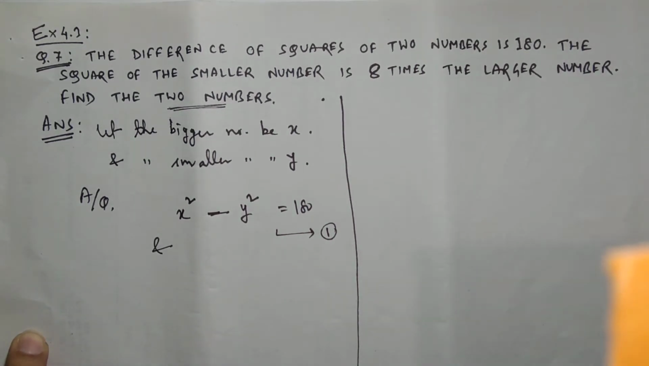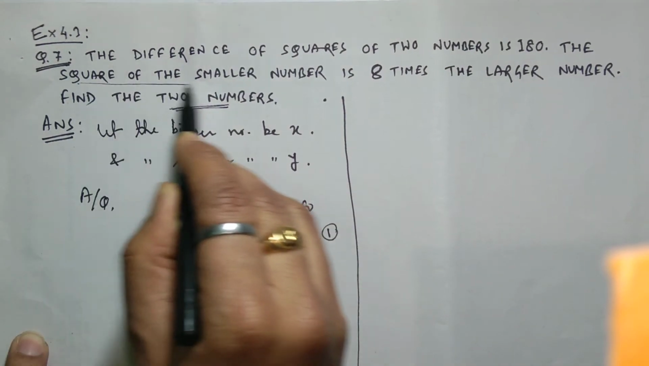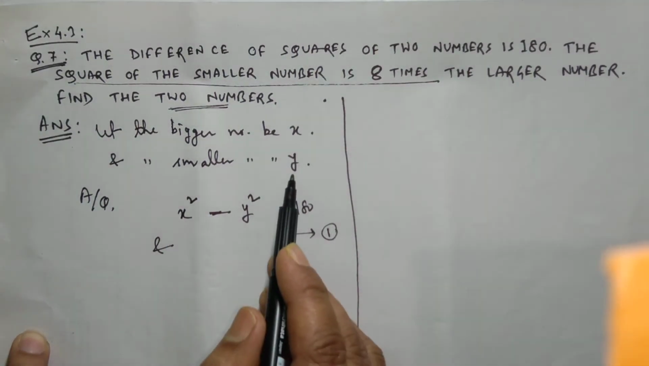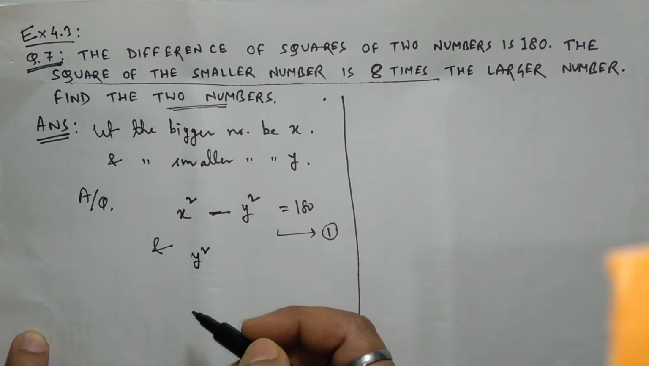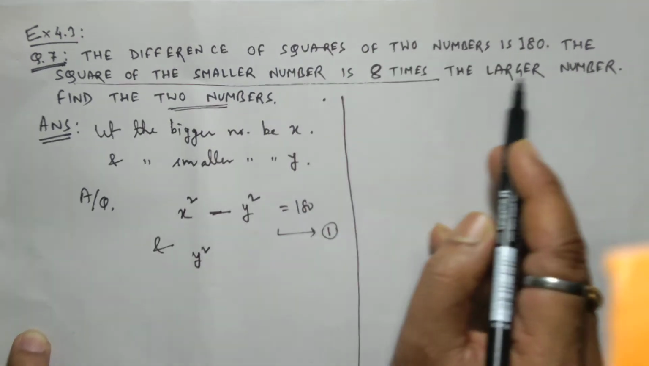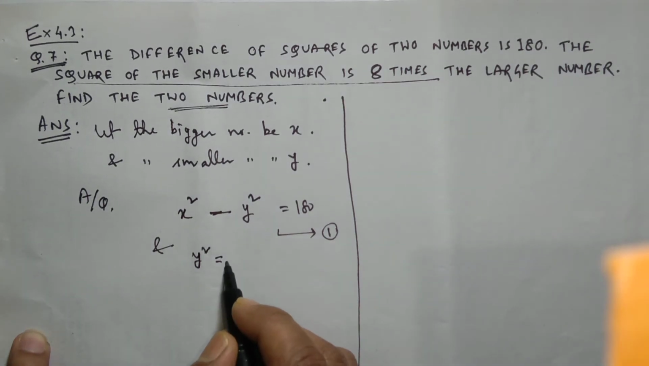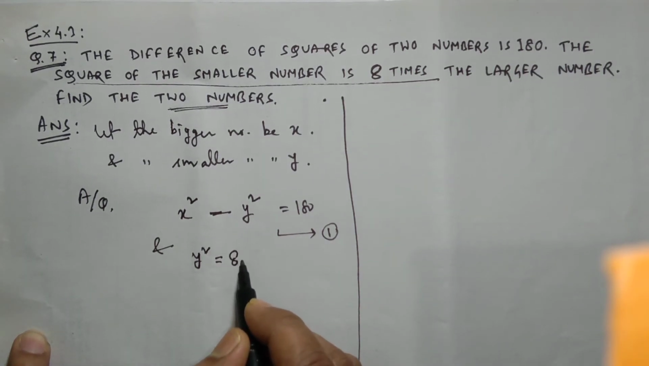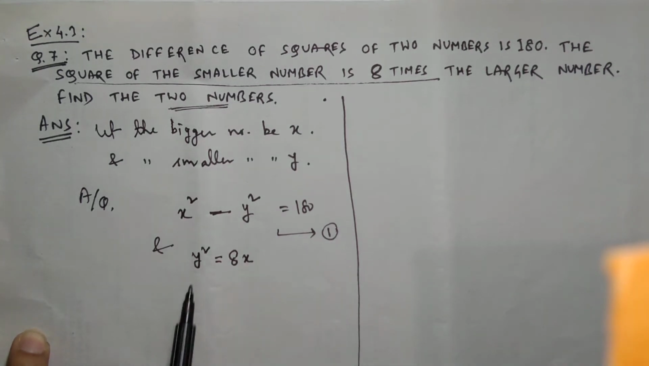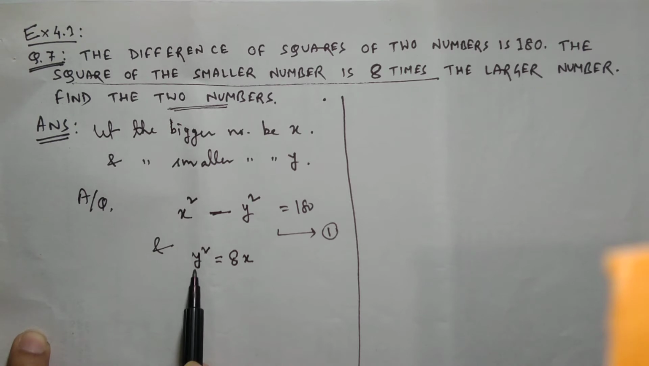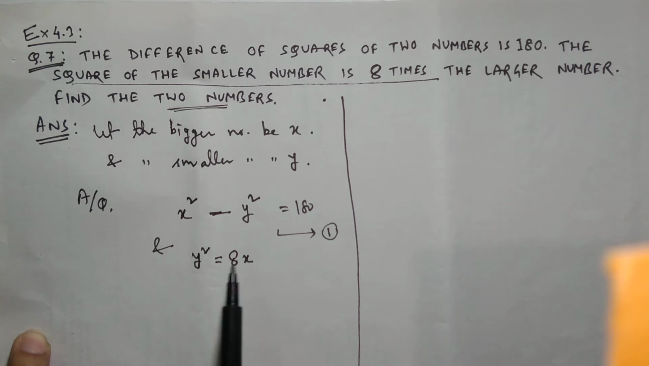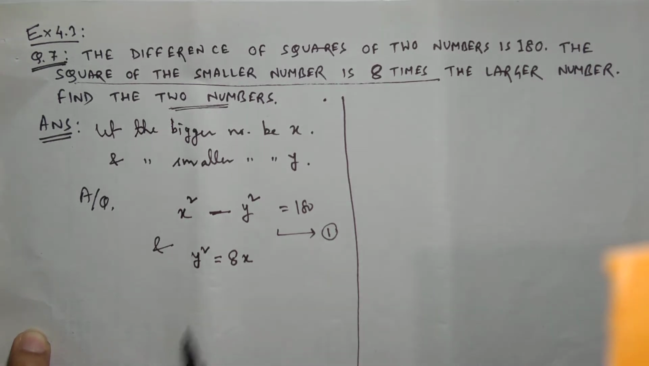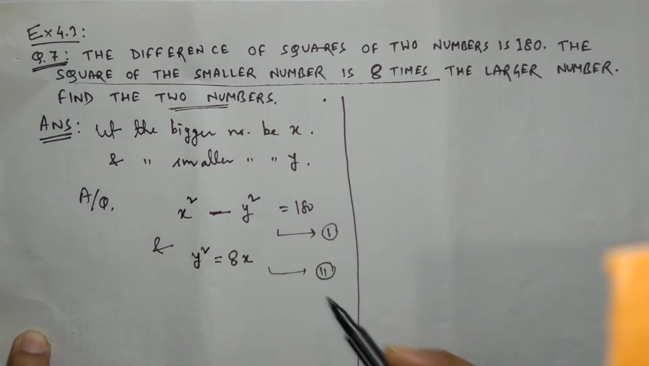See the next line: the square of the smaller number, which is y, so y square, is 8 times the larger one. Larger one means x, so 8x. Once again I repeat: the square of the smaller number, y square, is equal to 8 times the larger one, 8x. This is your equation number 2.